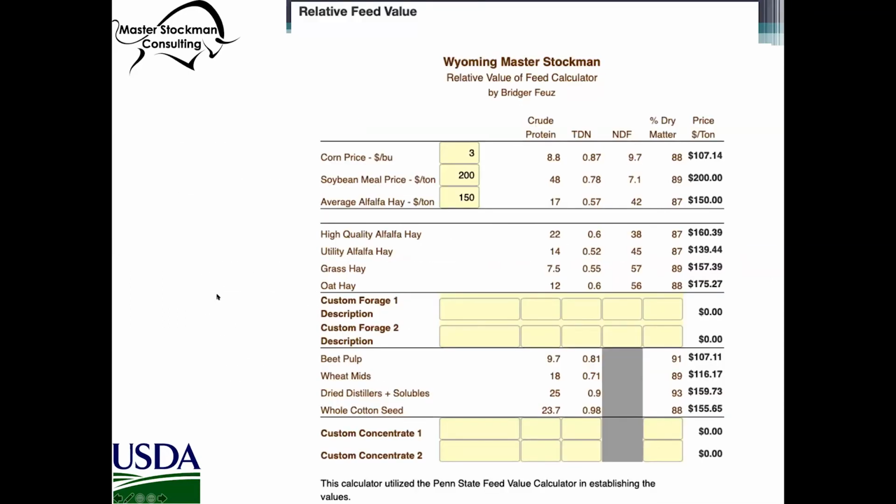So in these custom fields, you can enter custom information about a feed. So if you've got your own feed and you're trying to value it, or there's another feed type out there that you're trying to decide whether it's going to work for lambs, you can enter that information. You just enter the crude protein, TDN, NDF, and percent dry matter, and it'll give you a relative value of what that feed's worth. So we're trying to really provide a tool to help you as you analyze those different feed sources each year.